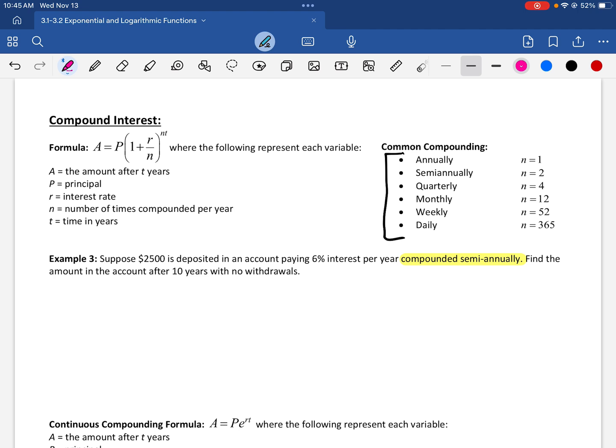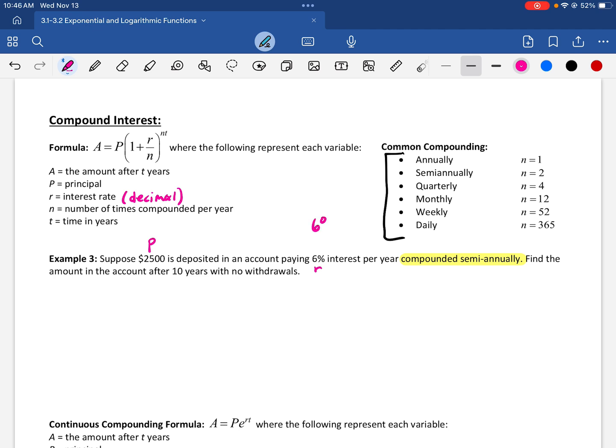P is the principal, so that's what you're starting with, which I believe is $2,500 in this case. Our interest rate here is going to be 6%, but the key thing is this must be a decimal. So if it is given to you as a percent, as it is here, you must change it to a decimal before you can use it in your equation.